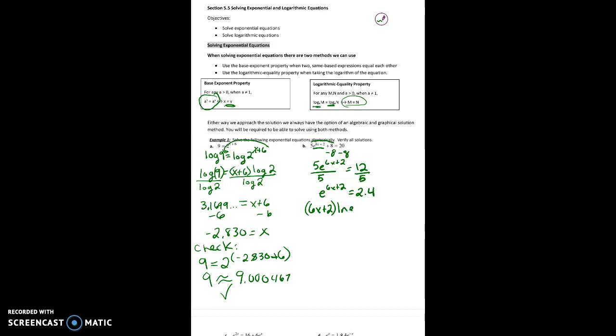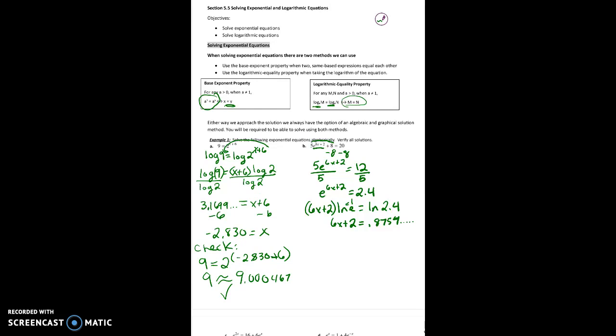I have the natural log of e to the 6x plus 2 equals the natural log, because if we take the natural log of one side, we must do the other, of 2.4. Now, hopefully you recognize the natural log of e equals 1. So really this is just 6x plus 2 times 1. So now we have 6x plus 2 equals the natural log of 2.4, which is 0.8754 dot dot dot.